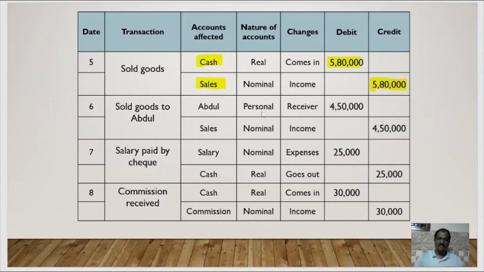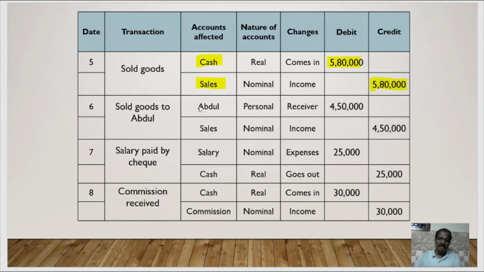So here Mr. Abdul is my credit customer. So what are the elements involved here? 2 elements. That is Mr. Abdul, who is receiving the goods from me. When I am selling, who is my customer? Who is receiving? Abdul is receiving. What is the revenue, what is the income for me? Sales is the income for me. So Mr. Abdul and sales, these are the 2 elements involved.